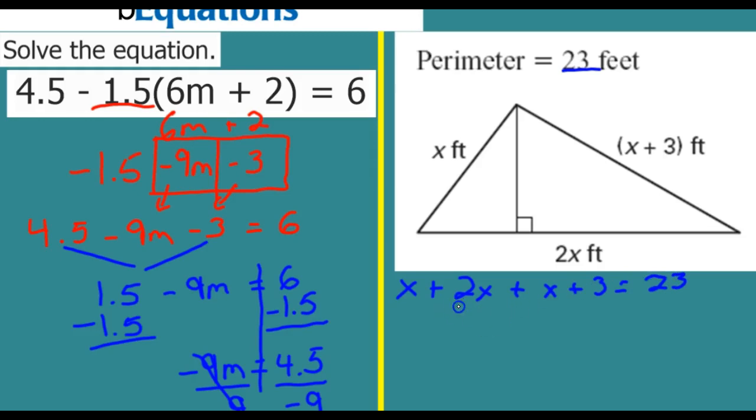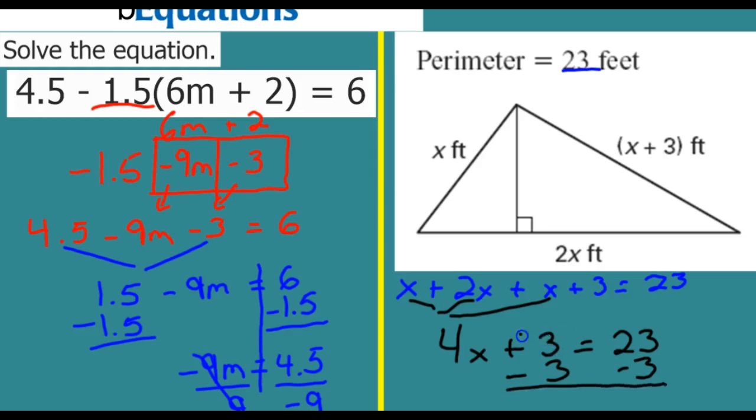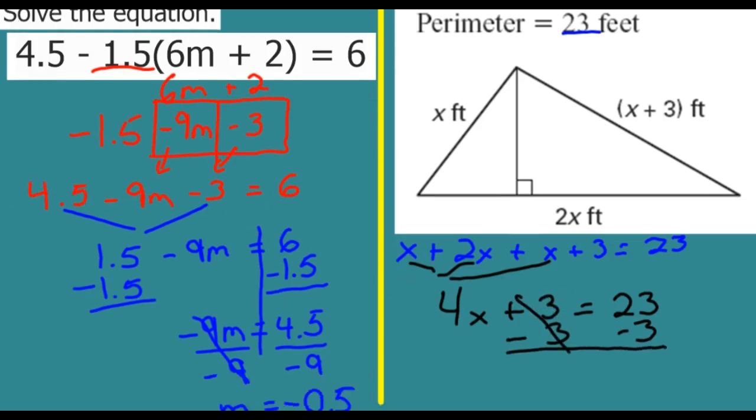So now I need to look for common variables. I have x, x, and x, so I can combine all three of these. Now if I combine x and 2x, I get 3x. But then if I combine one more x, I'll get 4x. So I'll have 4x plus 3 equals 23. Then I have to subtract 3 to get rid of that. Those cancel out because 3 minus 3 is 0.